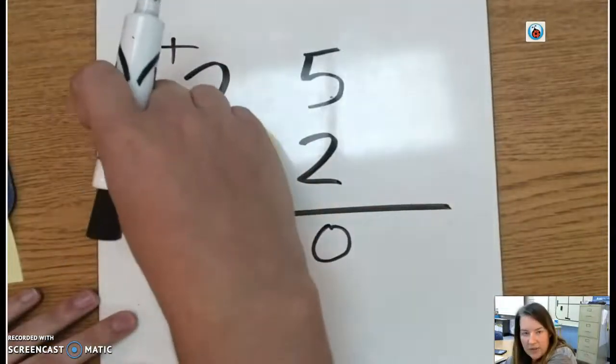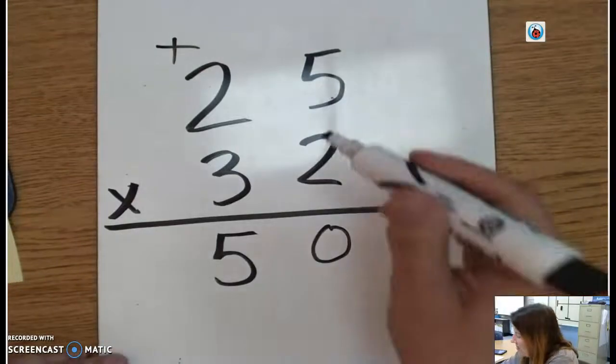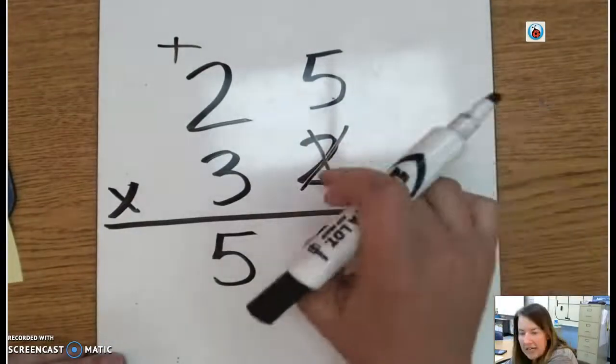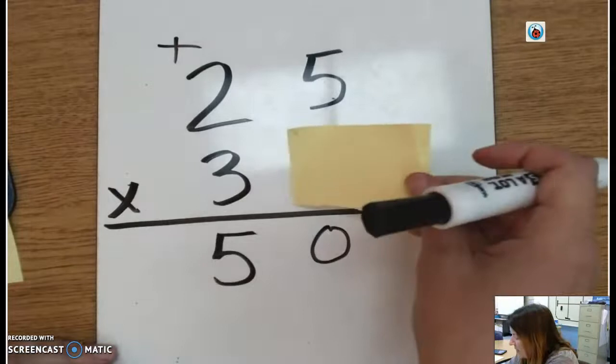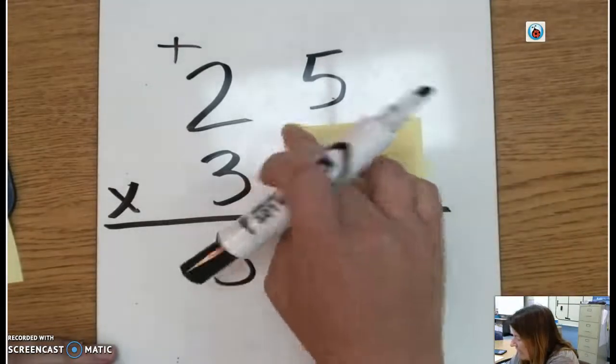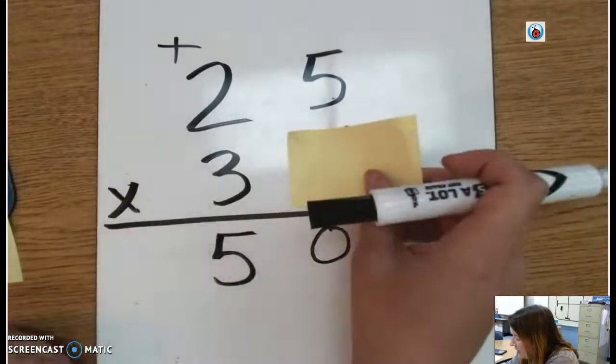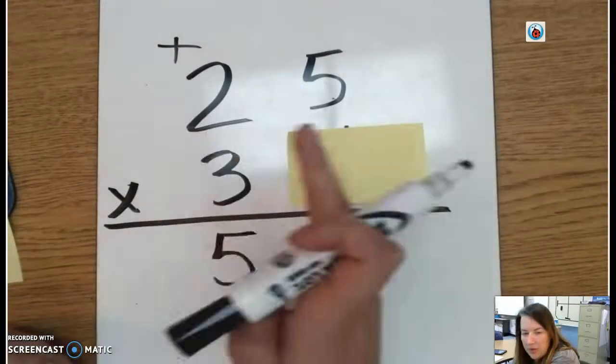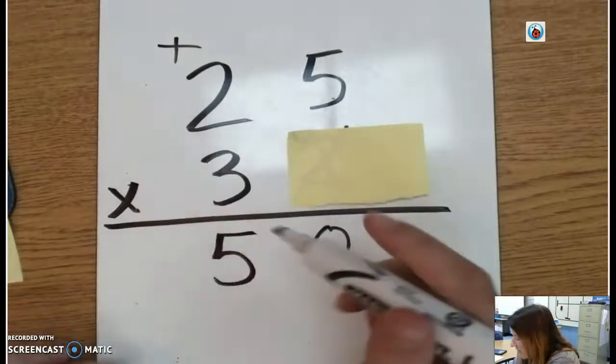I'm going to put a line through it so I don't count it again. I am done with this 2. I'm not going to multiply anything by that 2 anymore. In fact, I can probably cover him up if I want to, if he's going to distract me. And now since I'm moving from the ones place, I'm now going to be multiplying from the tens place value.